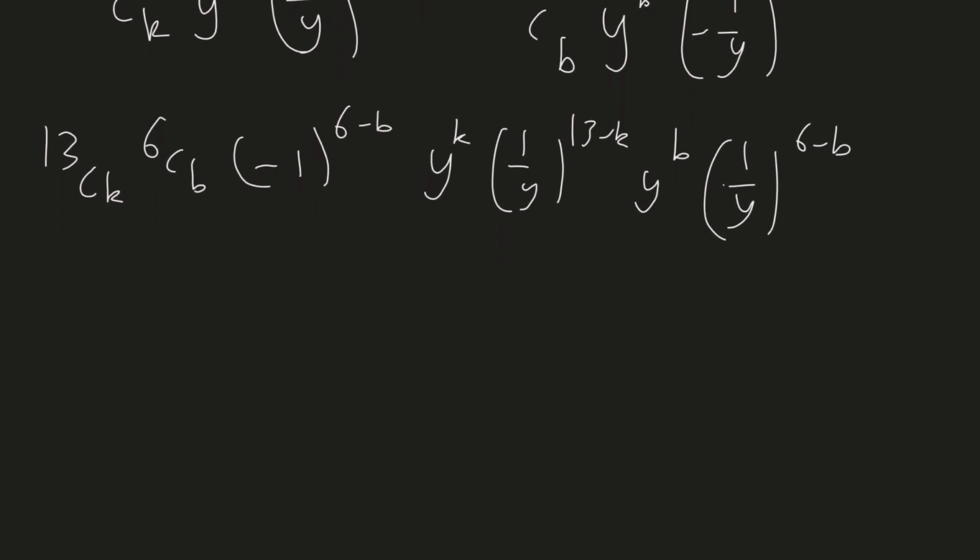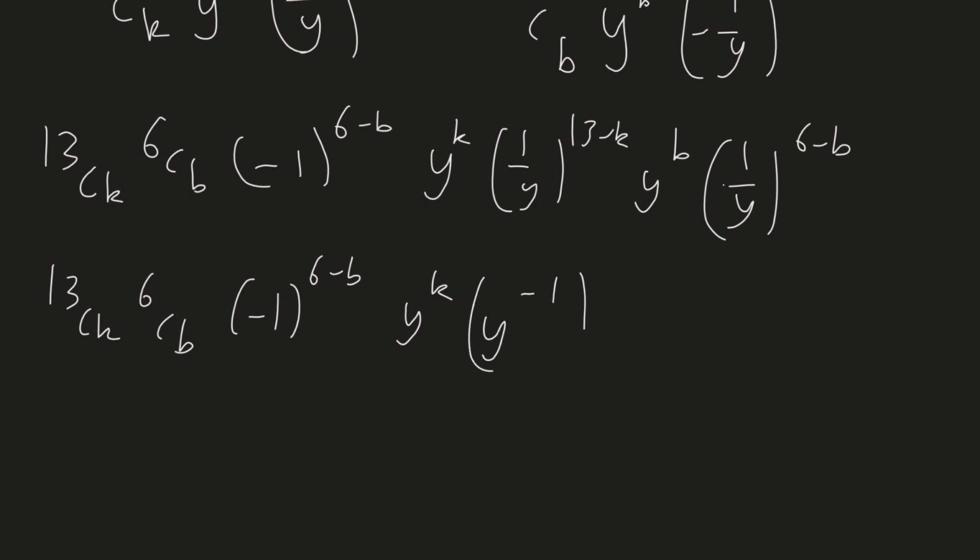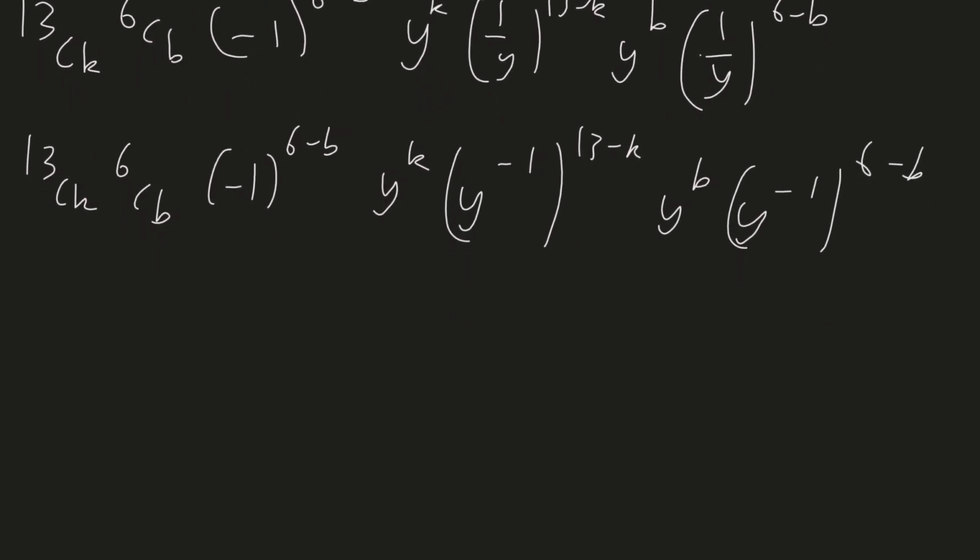Okay, so I also really don't like these fractions, so I'm going to take out the fractions. I'm going to rewrite this whole thing, but taking out the fractions: y to the k, y to the minus 1 to the power of 13 minus k, and times y to the b, and y to the minus 1 to the power of 6 minus b. Okay, so now we have our coefficients here separated by our y values here. So I am going to expand the brackets for these y values and see what I get.